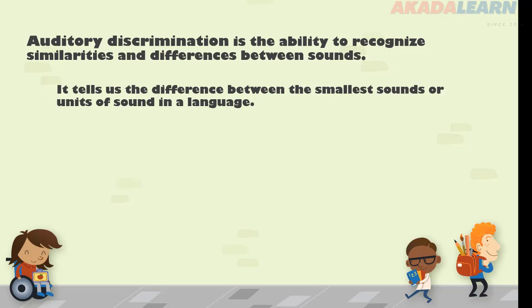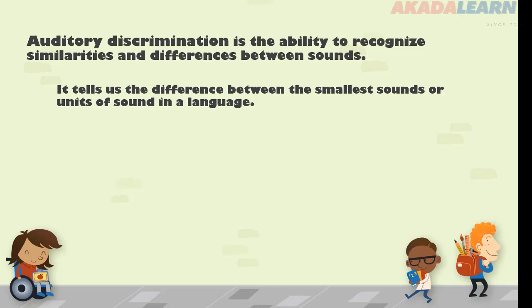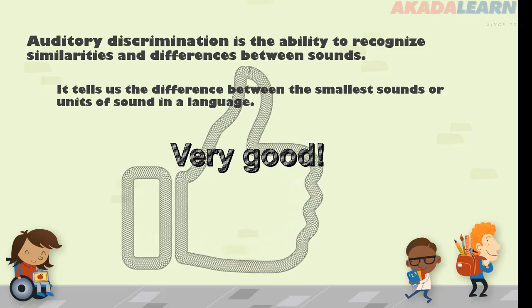Now, the smallest sounds in any given language are called phonemes. But we'll talk more about that in another video. The important thing to remember is that auditory discrimination is the ability to recognize the different kinds of sounds in a language. So if you're able to tell the difference between sounds in a language, even the smallest sounds or units of sound, then your auditory discrimination is very good. Let's go on.